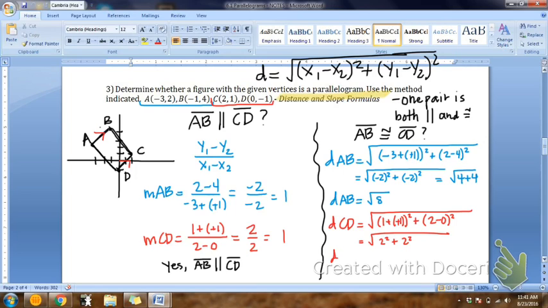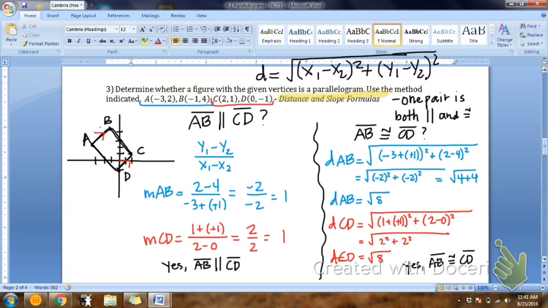Are you getting the square root of 8? Okay, so AB and CD are congruent. Yes. So AB is congruent to CD.